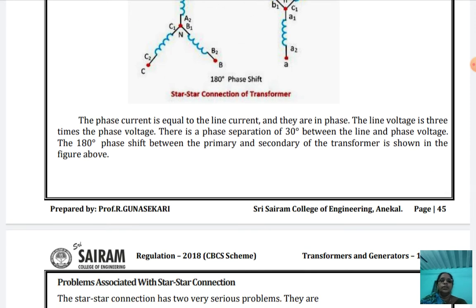So in the star connection, line current is equal to phase current, but the line voltage is root 3 times the phase voltage. So there is a phase separation of 30 degrees between the line and phase voltage. There is a 180 degree phase shift between the primary and secondary of the transformer. This is the 180 degree phase shift.